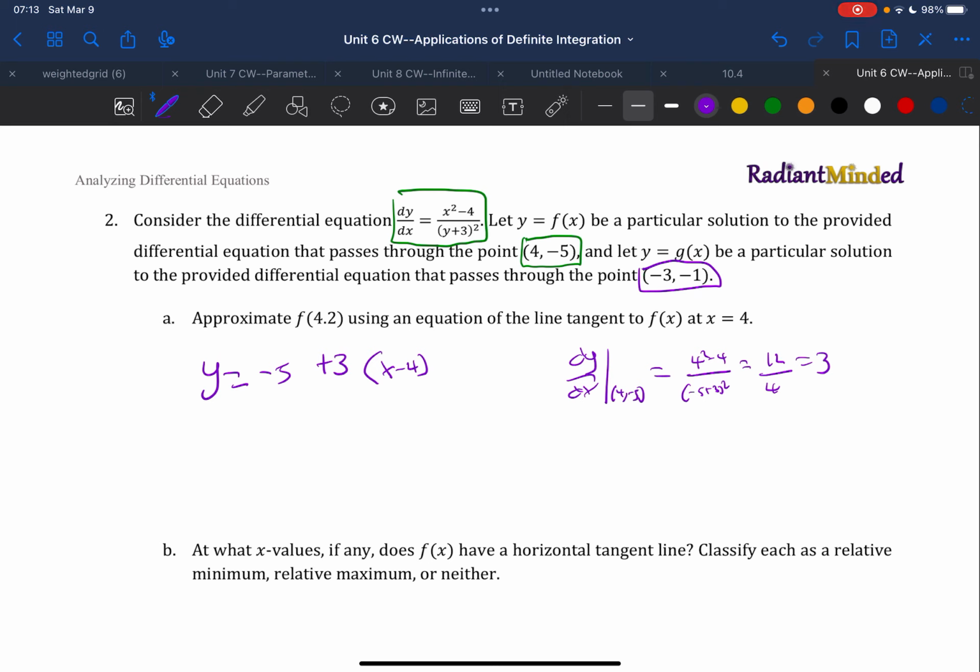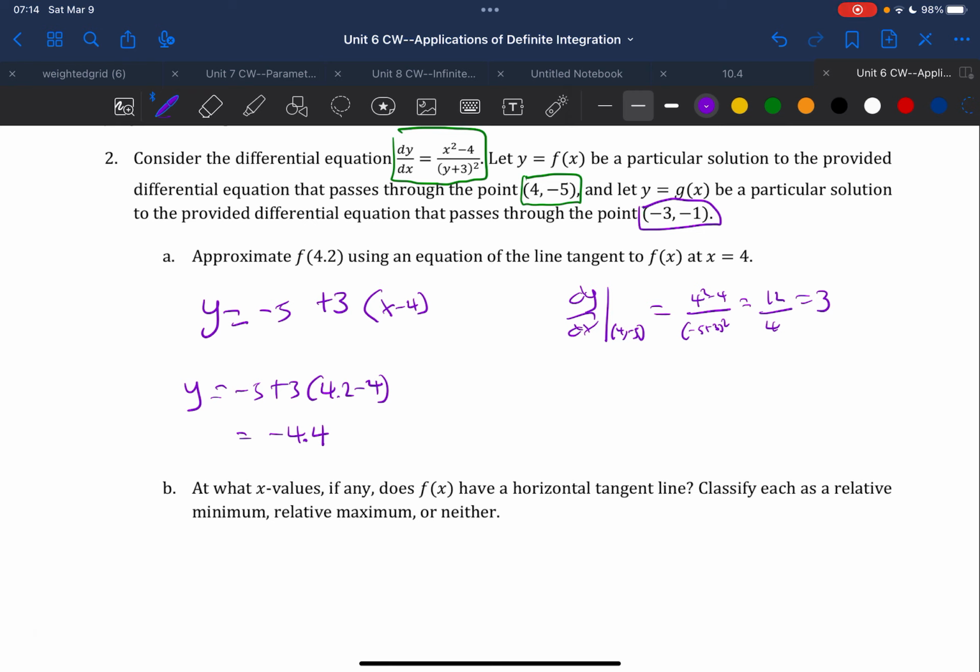So that's my tangent line at 4. I'm going to approximate f of 4.2, and we're going to plug in 4.2 for x. So you get 0.2 times 3 is 0.6, minus 5 is negative 4.4.